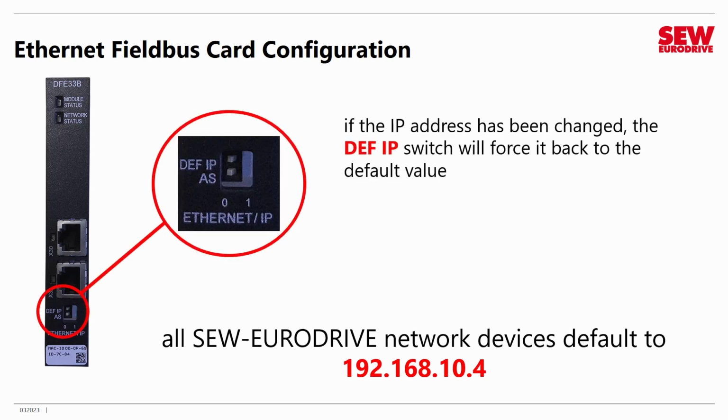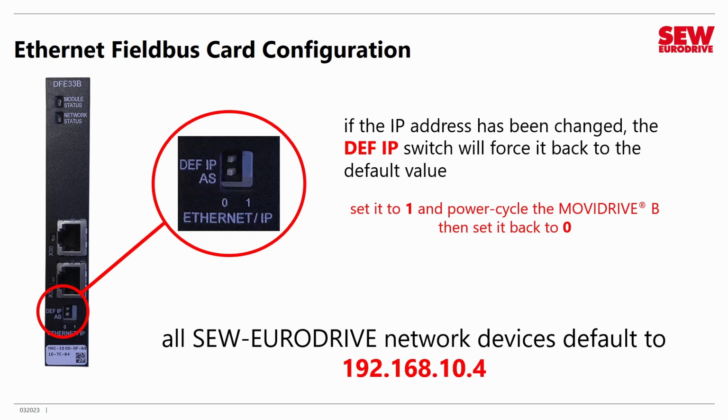Now, all these cards have two little dip switches on them, and one of them can be used to force the IP address back to this default value if somebody has changed it. So you can use this switch to put it back to a known condition. Here's how you do it. You set the switch to 1, and you turn on the MoviDrive B, and then you turn off the MoviDrive B, and you turn the switch back to 0, and then you turn back on the MoviDrive B, and the card will now be back on the IP address 192.168.10.4. Really handy to know.